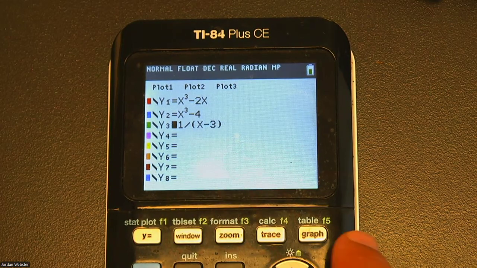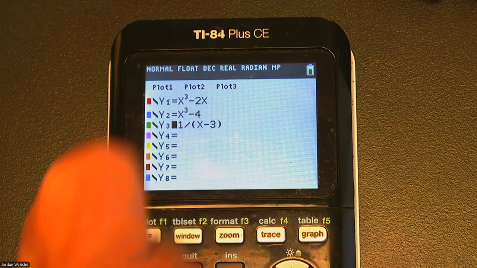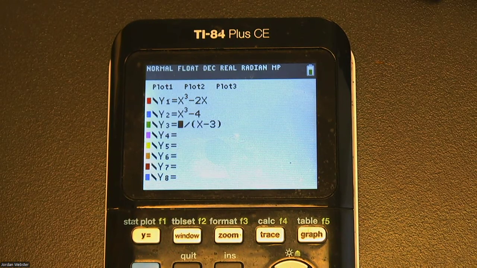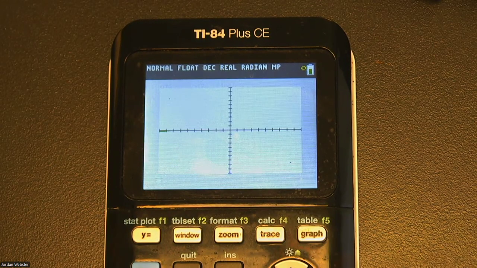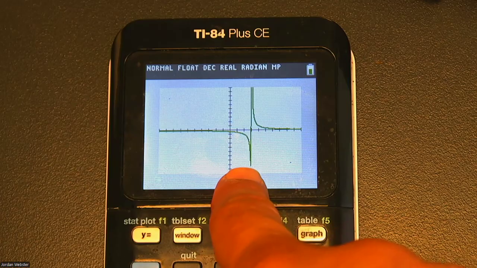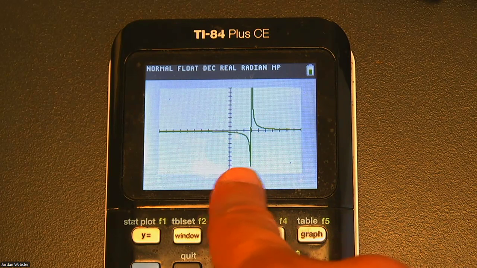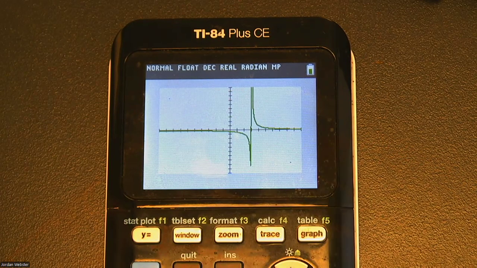And then lastly, 1 over x minus 3. Make sure you put the x minus 3 in parentheses when you do that. I get this. Now be careful here. This is a weird thing that your calculator does. It drew a connecting line down here to here. That's basically drawing a vertical asymptote. That line actually doesn't exist on the graph if you draw it by hand.